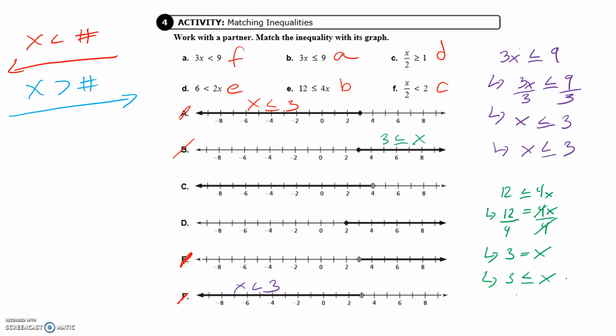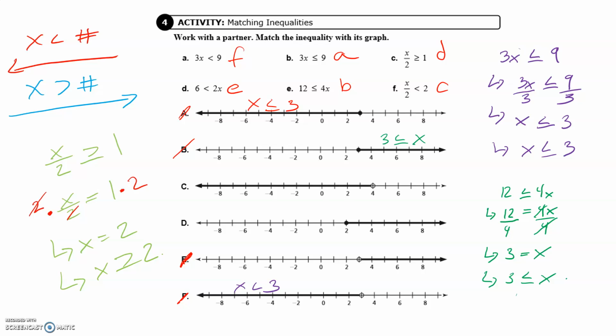But I like to double check, so I'm going to double check C and we'll move on from there. For C, I'll write my inequality: x divided by 2 less than or equal to 1. I'll switch the inequality with an equal sign, so x divided by 2 equals 1. Now I'm going to multiply by 2 to get rid of that denominator, doing the same thing on the other side. The 2s cross out, and I'm left with x equals 2.